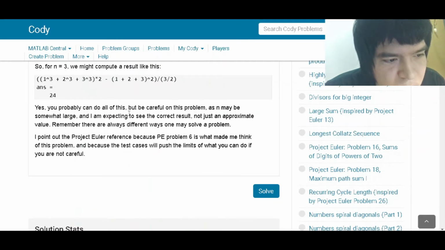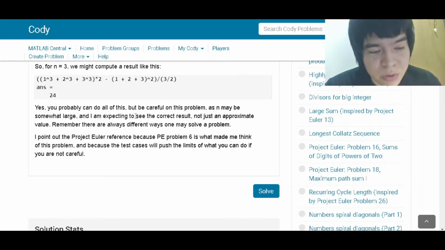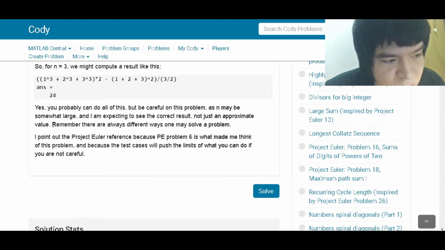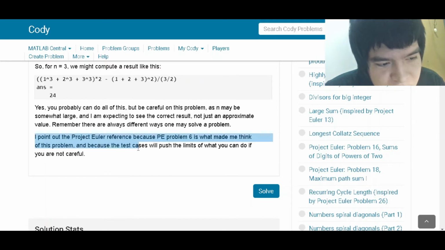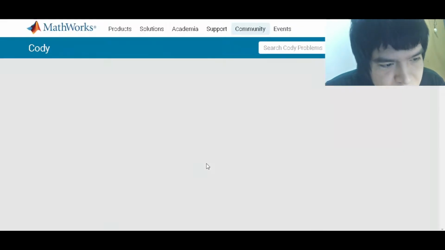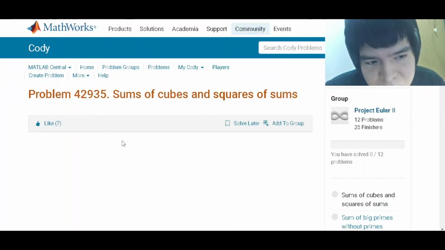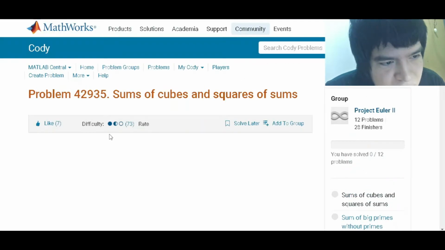Yes, you probably can do all of this, but be careful on this problem, as n may be somewhat large, and I am expecting to see the correct result, not just an approximate value. Remember, there are always different ways one may solve a problem. And I point out the Project Euler reference because Project Euler problem 6 is what made me think of this problem, and because the test cases will push the limits of what you can do if you are not careful. So let's see what are exactly those test cases. Maybe we can work around that.